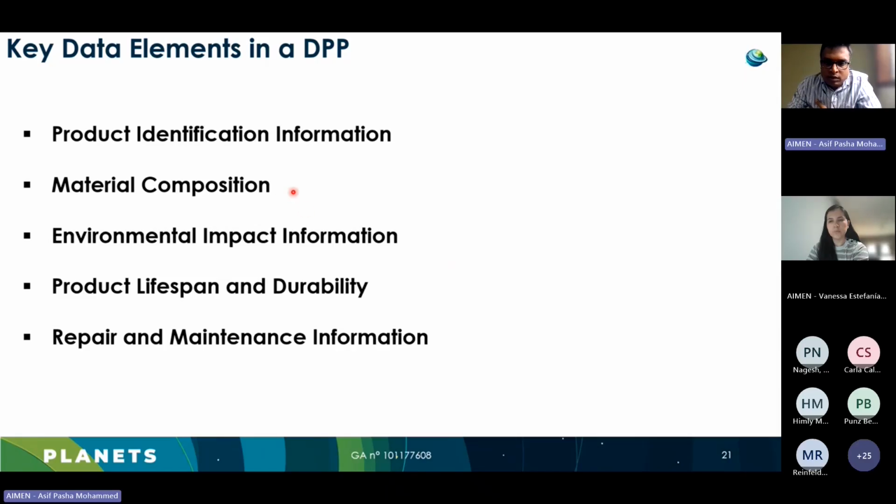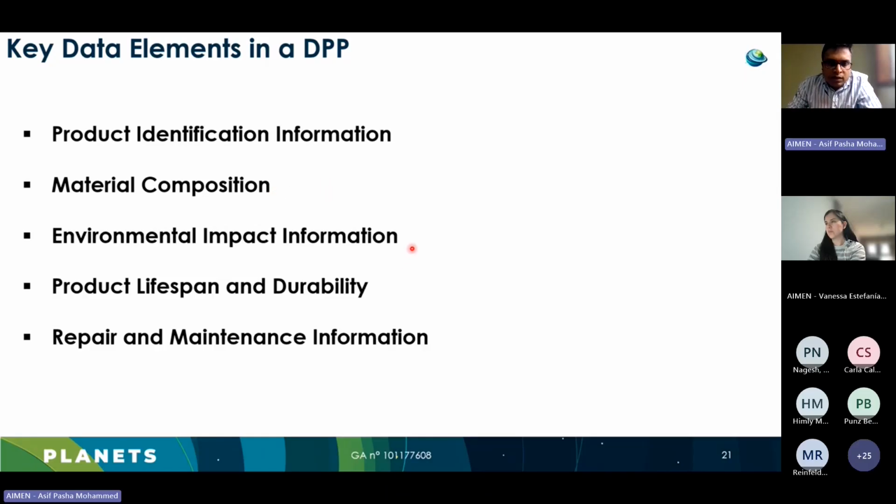And then you have the material composition. This is a material breakdown detailing information about the materials used in the product, the type, quantity, possibly their origin, and the recycled content. If there is any recycled content being used, what is the percentage, and so on. And then also the toxic substances and hazardous materials: any hazardous substances used in the product, including compliance with the restrictions. We have these databases, REACH, ECHA, RoHS, and so on. So this kind of information will also be included in the material composition.